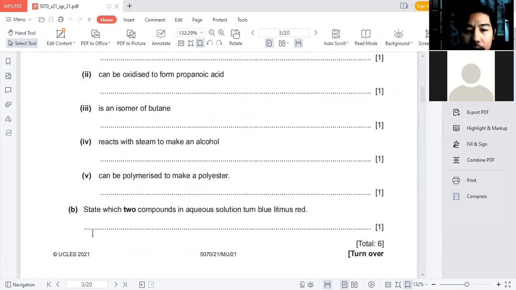Which two compounds in aqueous solution turn blue litmus paper red? Turning blue to red, straight away we know litmus paper is used to test for acid or alkali. Any blue to red change is a test for an acid, because red is always acid, so any acid will turn the blue litmus red.